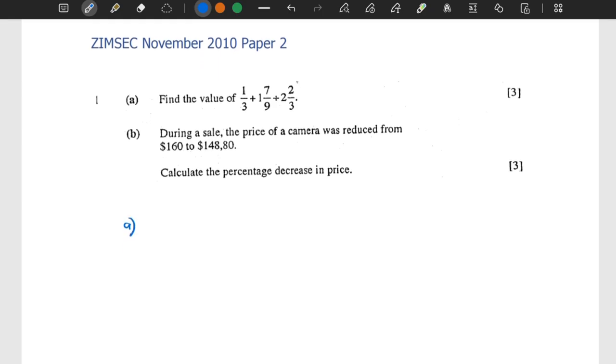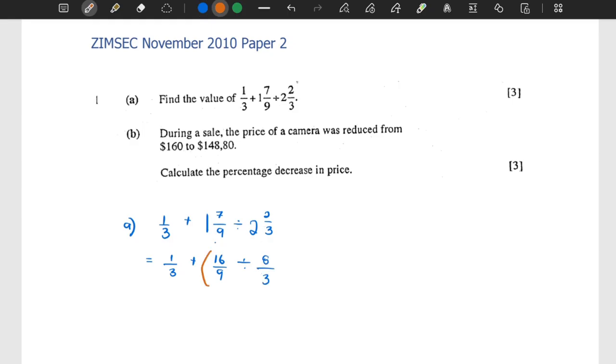Then the next question says, that's from November 2010, paper 2. Find the value of 1/3 plus 1 7/9 divided by 2 2/3. So that's going to be 1/3 plus, changing these to mixed fractions, 9 times 1, 9 plus 7, that's going to be 16/9 divided by 2 times 3, that's 6 plus 2, that's going to be 8/3.